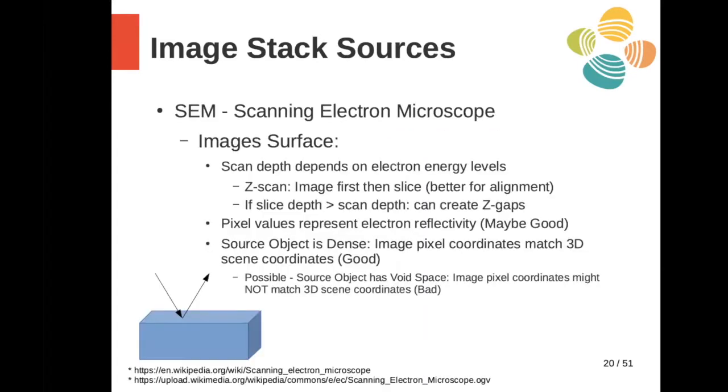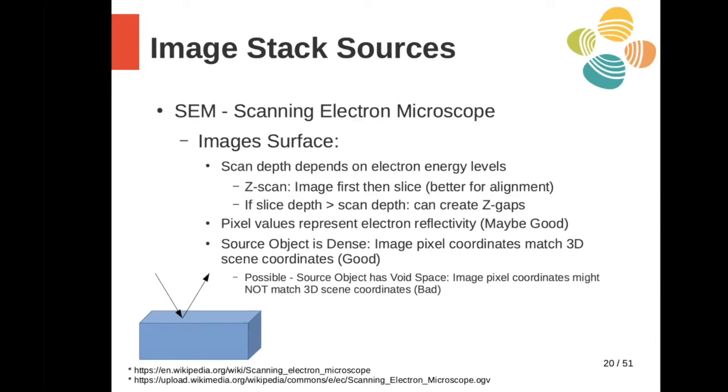Let's talk a little bit about the sources for the image stacks, the different types of microscopes, and what type of image stacks they tend to produce as far as their usability for segmentation. SEM is scanning electron microscope. The way that it works is it shoots an electron into your sample. The depth that the electron travels into the sample is a function of how much energy the electron has. And then the electron bounces back a little bit like light, but it's an electron. And it will reveal some information about the parts of the sample that it traversed on its path. So the scan depends upon energy levels.